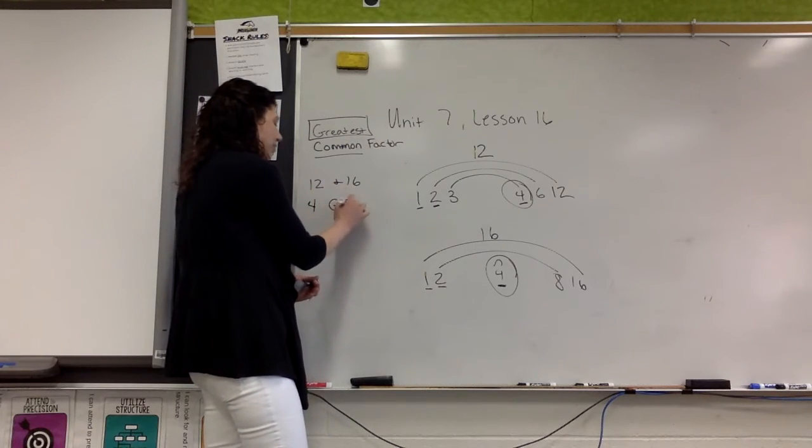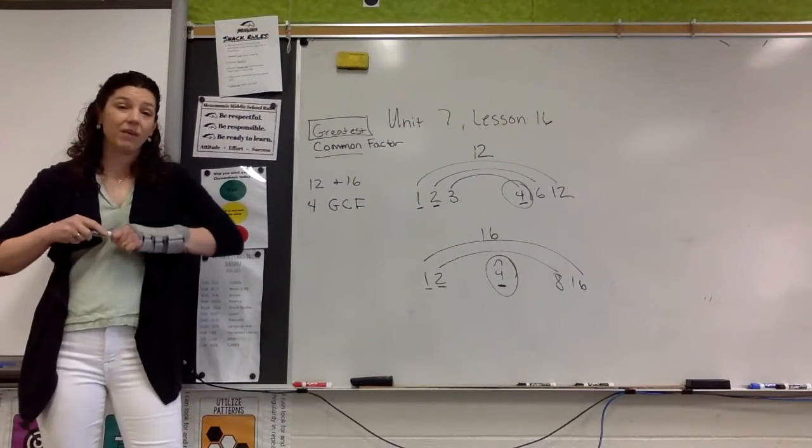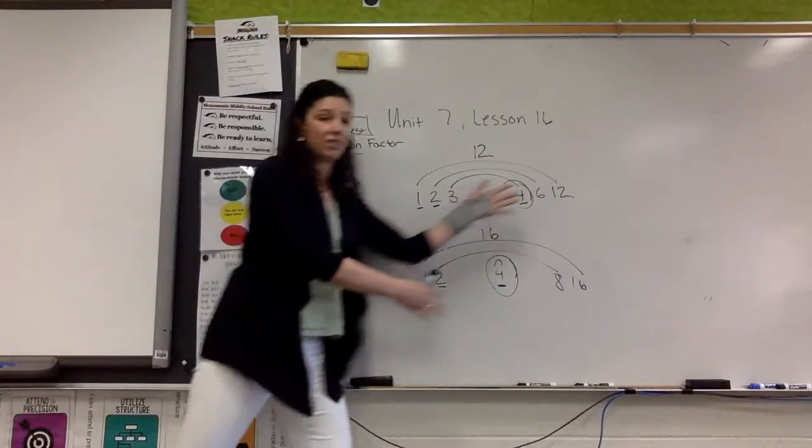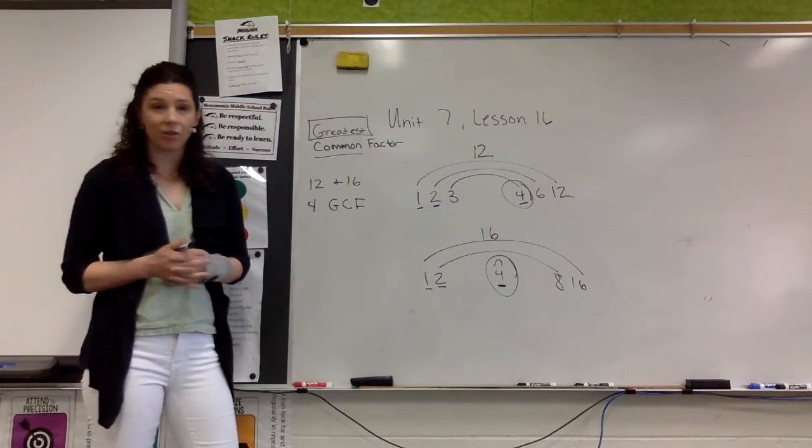We sometimes see this abbreviated as GCF. That is the greatest common factor. In order to do this, you'd need to have lists of the factors for both numbers, and then you'd need to identify the greatest factor amongst them.